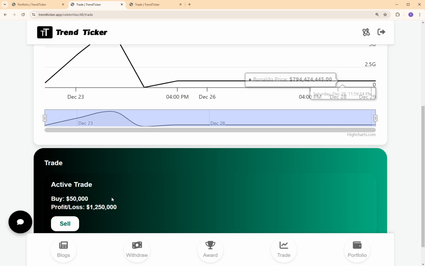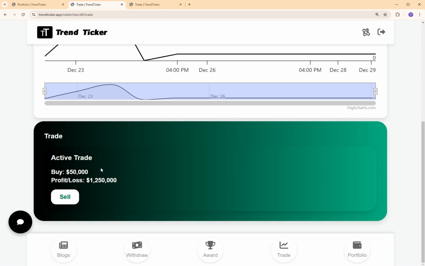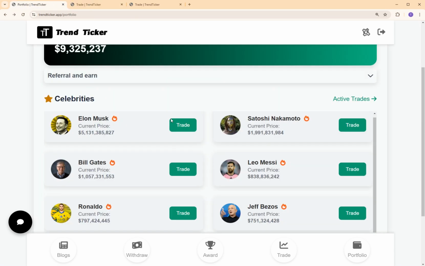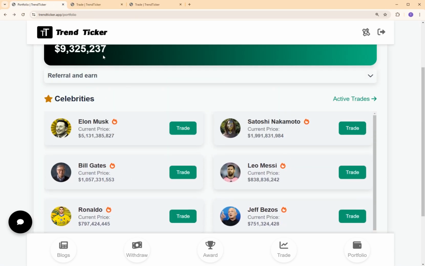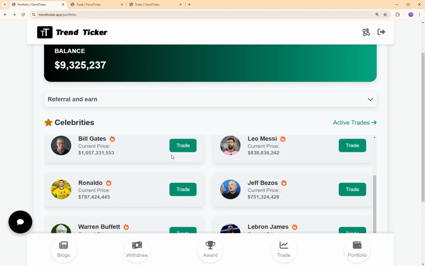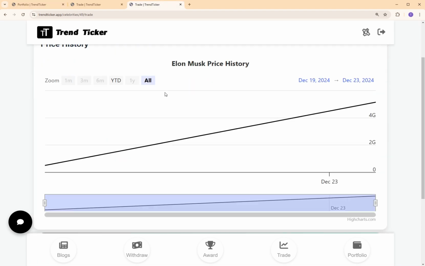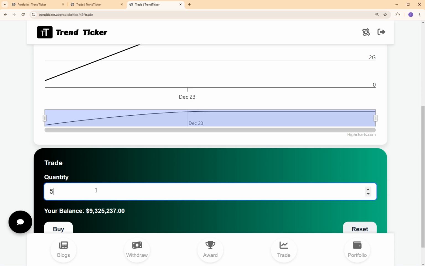If you have an active trade and people start selling, your profit will decrease. If people keep buying, your profit will increase. You can also trade on other celebrities as long as you have enough balance. Let me show you an example with Elon Musk. Click on Trade and it will take you to Elon Musk's trading page. Let's buy $5 million worth of shares in Elon Musk. The minimum amount you can use to trade is $1,000.